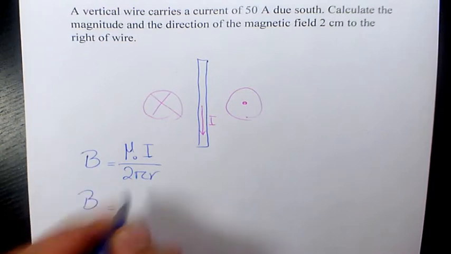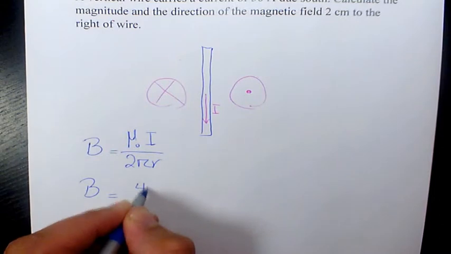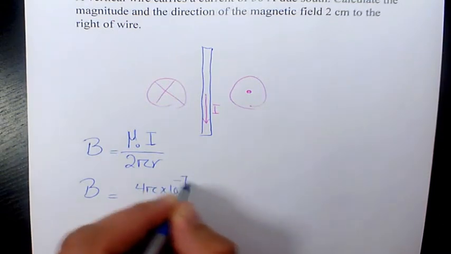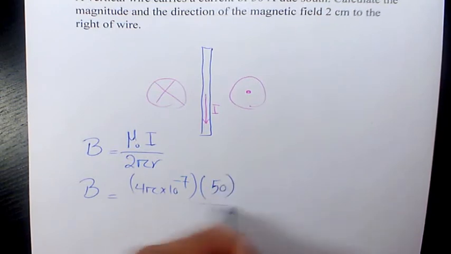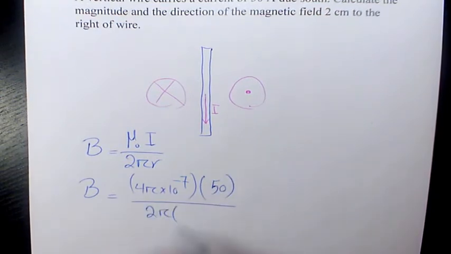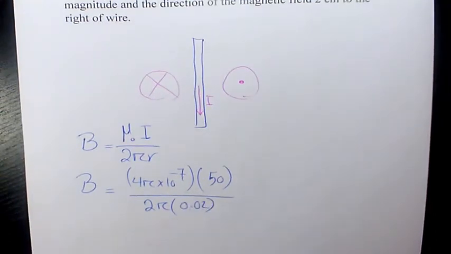So B equals to, mu naught is the constant number, which is 4 pi times 10 to the power of negative 7. I is given, which is 50 amp, divided by 2 pi. R is the distance, 2 centimeter. If you convert it to meters, it's going to be 0.02, because you need to divide it by 100.